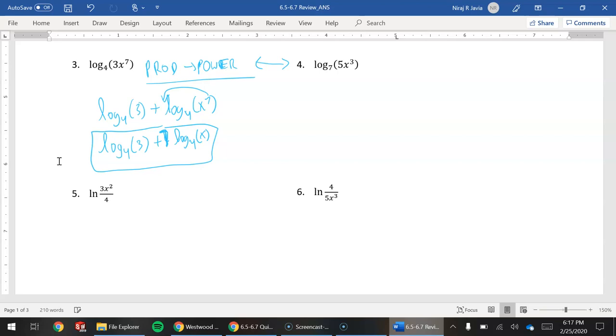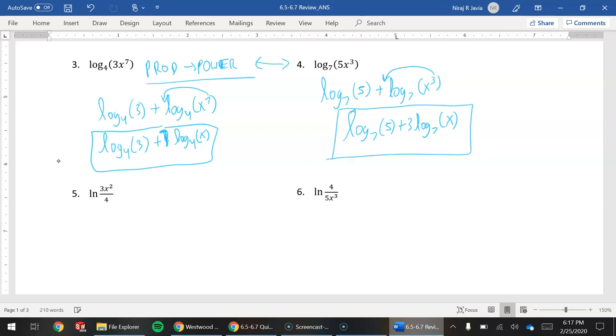So number 4 uses the same exact thing, just different numbers. We're going to do product and then power. Log base 7 of 5 plus log base 7 of x to the third. Then we're going to use the power property and make that 3 go in front of that, not the whole thing, but just that. So log base 7 of 5 plus 3 log base 7 of x. There you go. So this is the 3 and 4. We use the product and then the power.